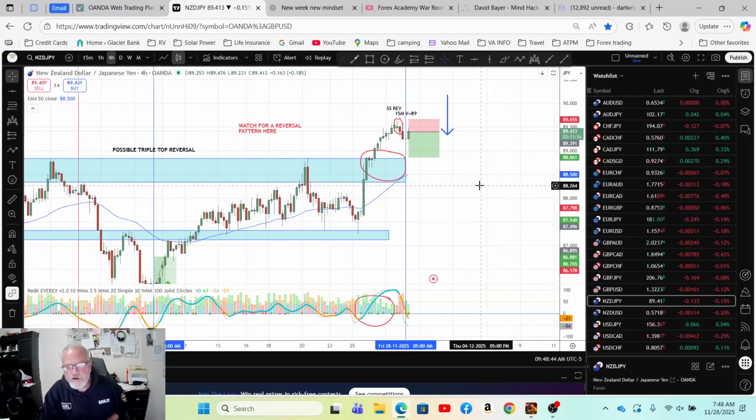So I'm going to show you my reasonings for this. If you're familiar, this is a very obvious shooting star reversal pattern. So you have the shooting star candle here followed by an engulfing red candle. That's the setup.